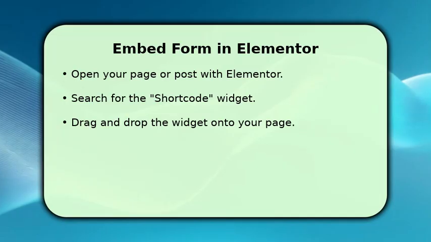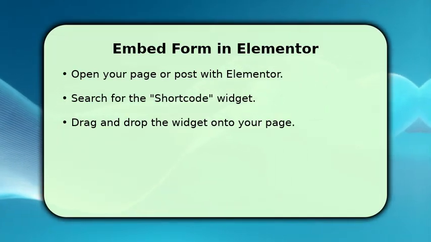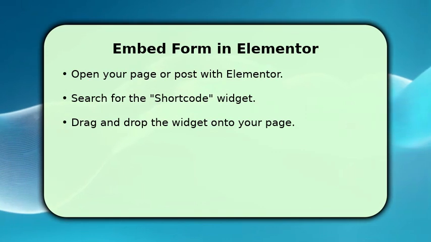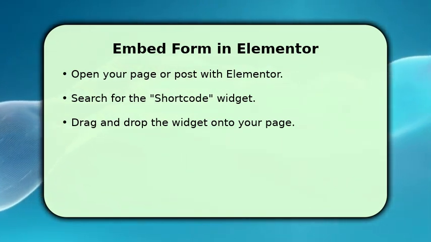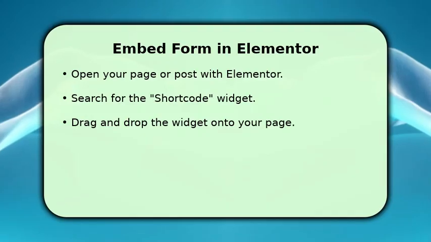Now, open the page or post where you want to display your form using Elementor. In the Elementor editor, search for the shortcode widget in the left-hand panel. Drag and drop this widget onto your desired section on the page. Then, simply paste the Contact Form 7 shortcode you copied earlier into the widget's input field. Your form will instantly appear.